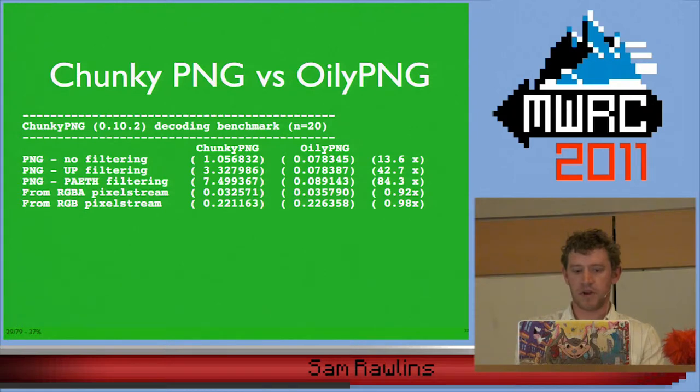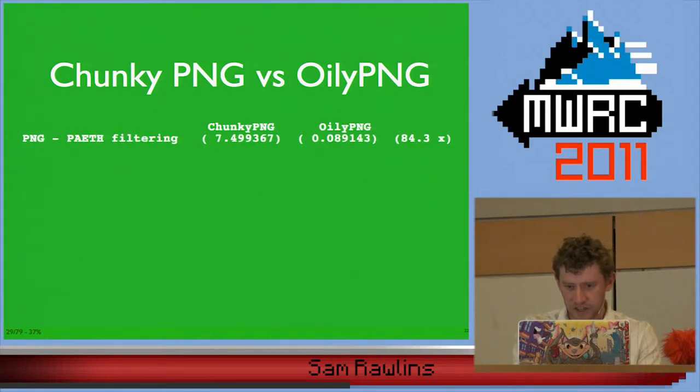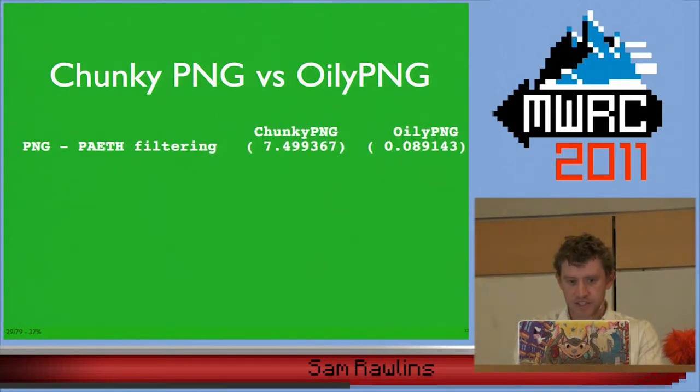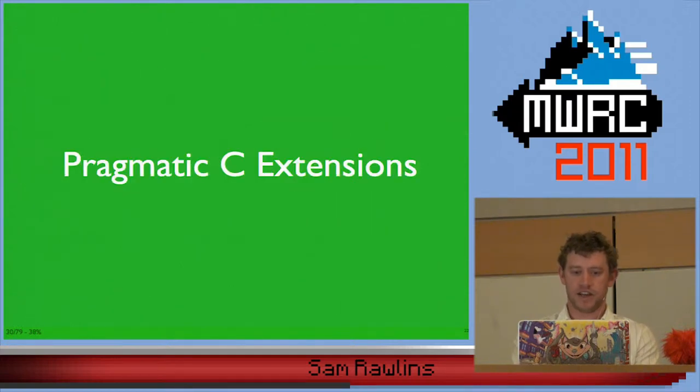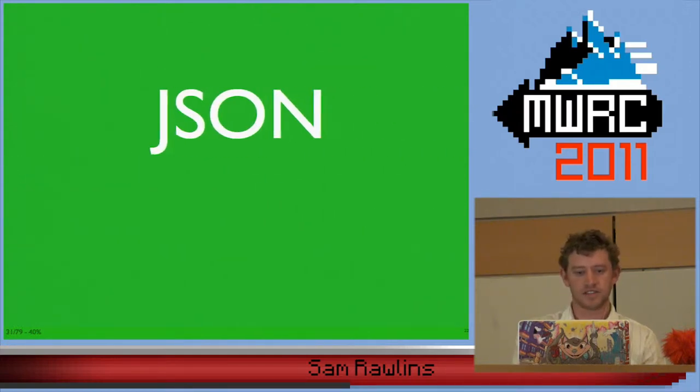So they have some benchmarks. We're going to zoom in here on just these two. This is for decoding, I believe. ChunkyPNG using paeth filtering takes 7.5 seconds on this particular benchmark. OilyPNG is less than 1/10 of a second. So that's more than 80 times as fast. That's pretty excellent.